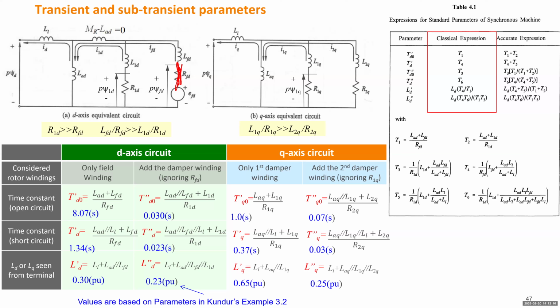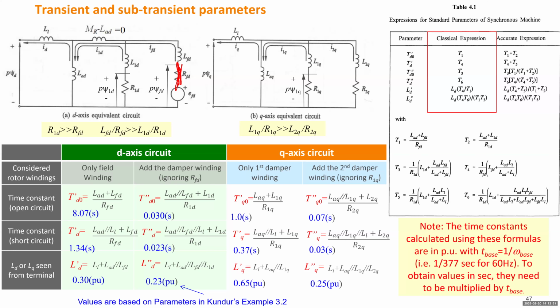Another thing I have to mention, if you utilize the values from example 3.2 to plug into those formulas, when you calculate L, it's the same. You will get exactly the same value because the parameters from 3.2, if you use per unit values, you will get exactly the same numbers. But when you calculate time constants, you don't get those numbers. The reason is that if you use per unit, you are going to calculate per unit time constant. So per unit time constant does not have the unit of second. What is the per unit time constant? The unit will be 1/377 seconds.